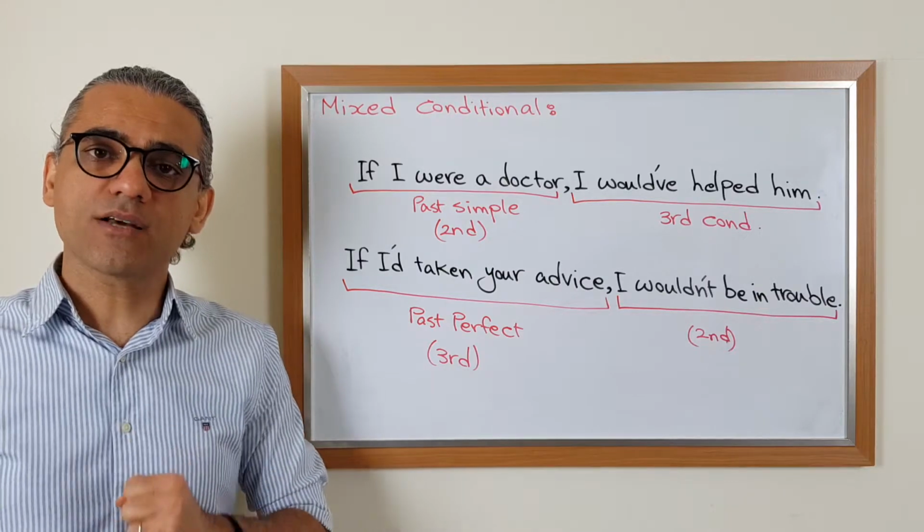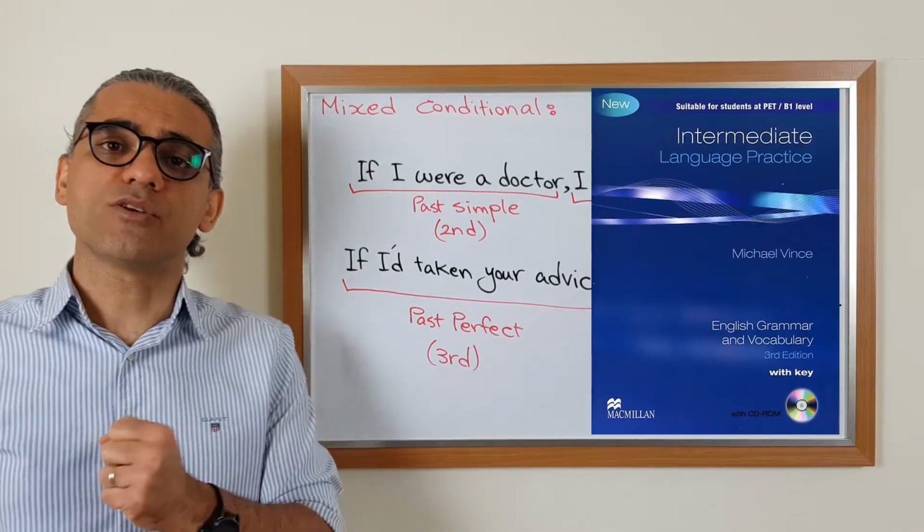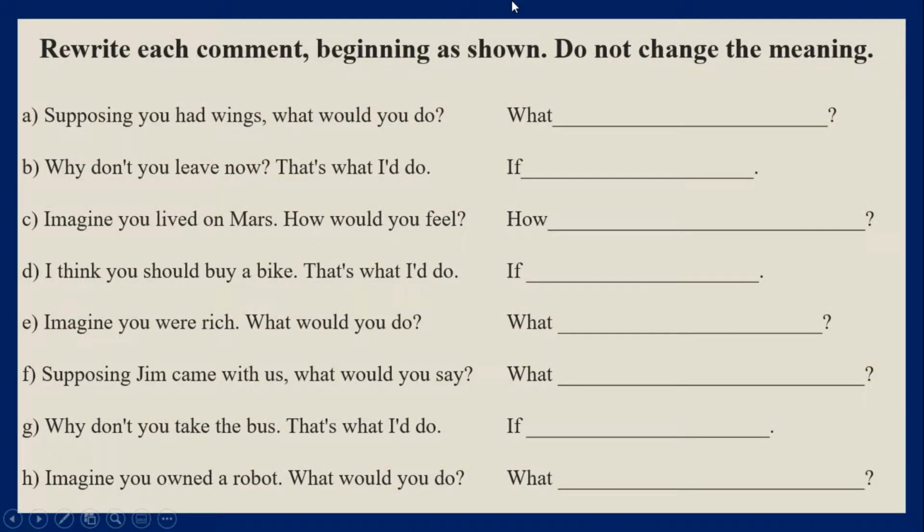Okay, let's take a look at some exercises. These exercises are from the book Intermediate Language Practice. Let's begin. Okay, let's start with the exercises. Rewrite each comment beginning as shown. Do not change the meaning. Let's start. A. Supposing you had wings, what would you do?